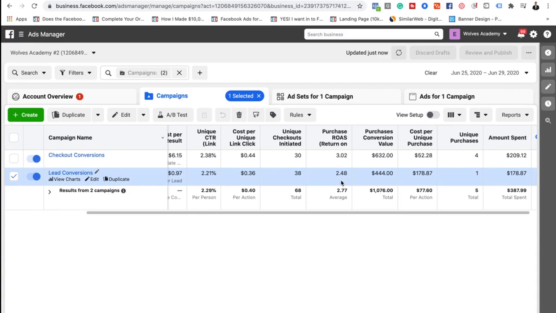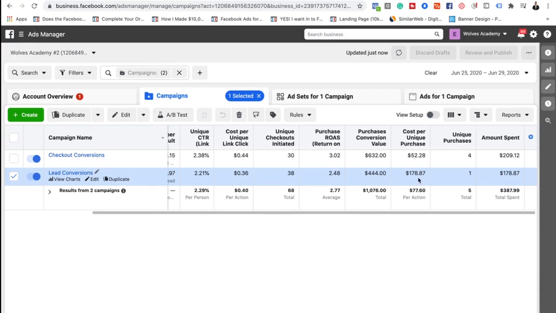So while this one may look good, $2.48 return on ad spend, we're not within KPIs of our cost per purchase, meaning we only got one sale, so we just got one big sale. But if we average it out, the average sale is about $100 to $120. Then over time, if we were to keep these metrics, this campaign will not be a profitable campaign.